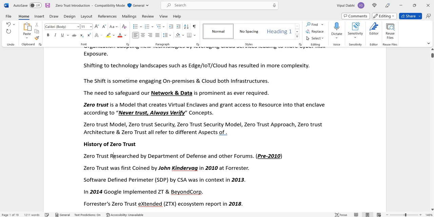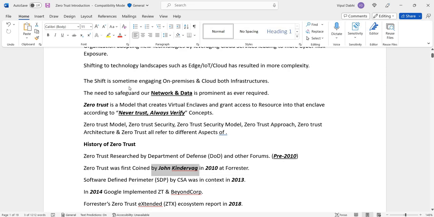Zero trust research was done by the Department of Defense, which is also referred to as DoD, and other forums. This is the pre-2010 time when the Department of Defense started all this zero trust research and concepts. But in 2010 at Forrester, zero trust was first coined by John Kindervag.